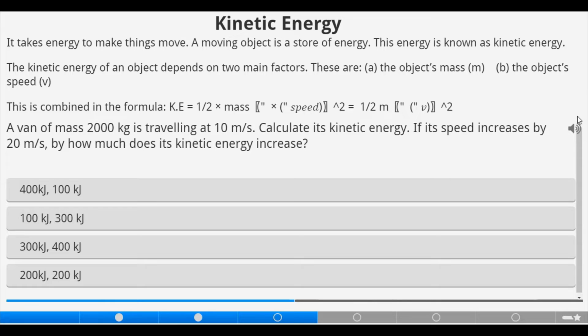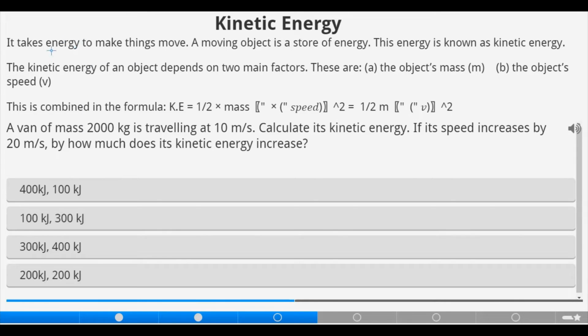Okay, so let's read out the question and solve it. A van of mass 2,000 kilograms is traveling at 10 meters per second. We have to calculate its kinetic energy. If its speed increases by 20 meters per second, by how much does its kinetic energy increase? Don't forget that here now we have initial velocity and the increase in velocity, which we can denote as final velocity v, which is 20 meters per second. The initial is 10 meters per second. So with that, let's start.